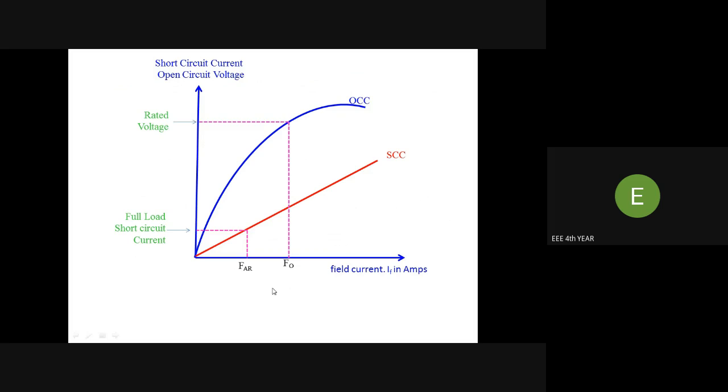This is the field current, IF1, IF2. With the help of IF1 and IF2, we can get the total field current. With the help of the total field current, we can determine the no load induced EMF. Once the no load induced EMF is determined, we can utilize it in the percentage of voltage regulation formula. We can determine the percentage of voltage regulation.